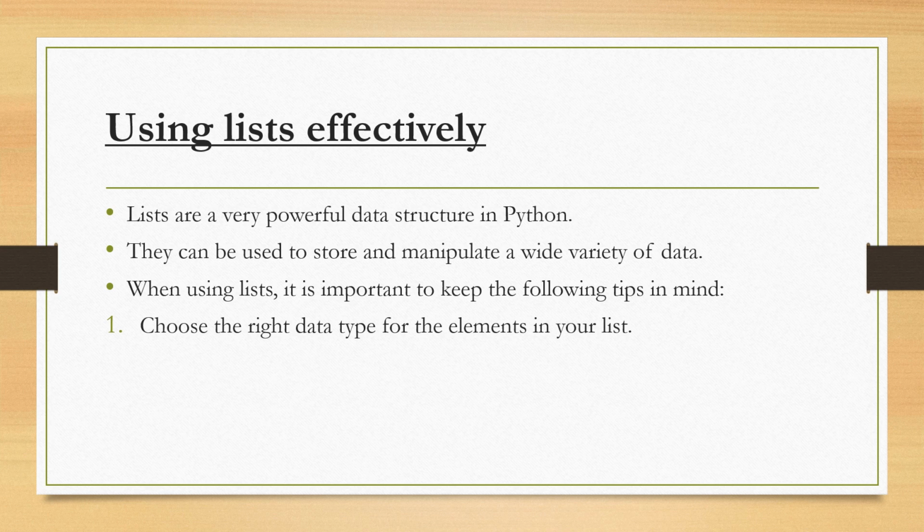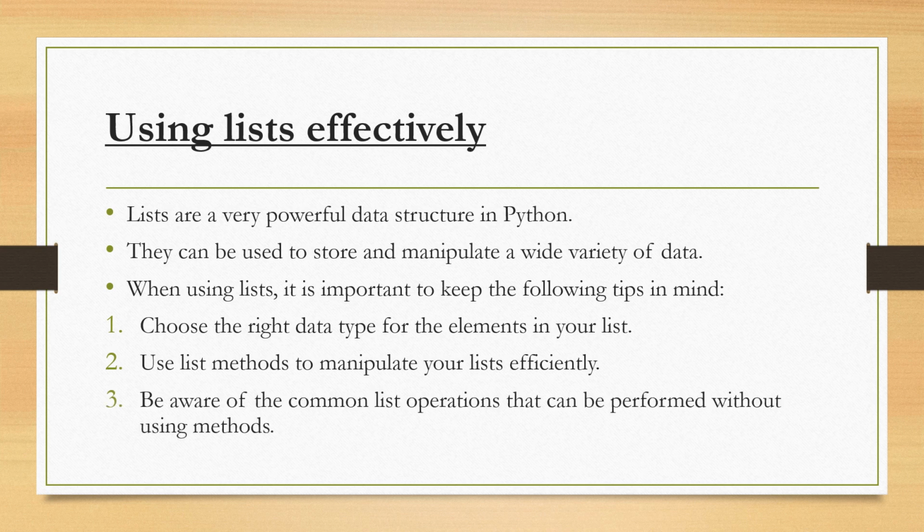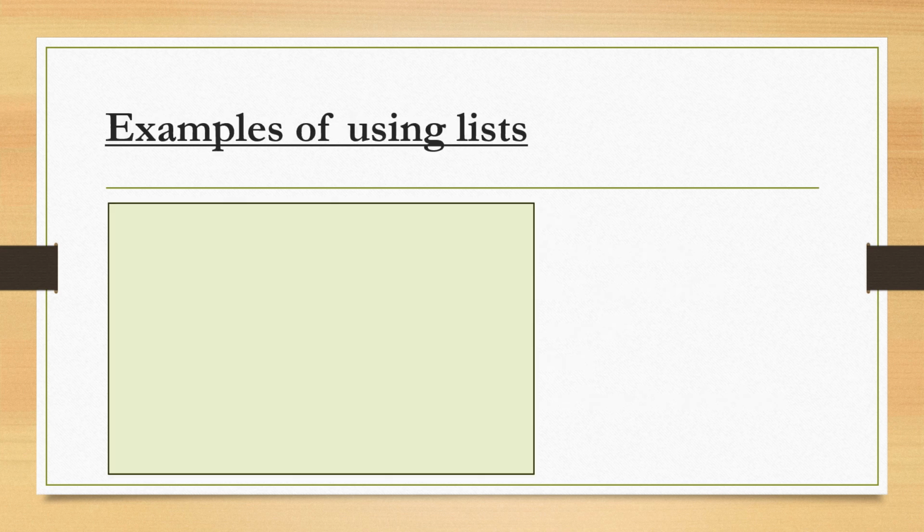First one is choose the right data type for the elements in your list. Then use the list methods to manipulate your list efficiently. Be aware of common list operations that can be performed without using methods. Okay, now we are going to see one example of using lists.